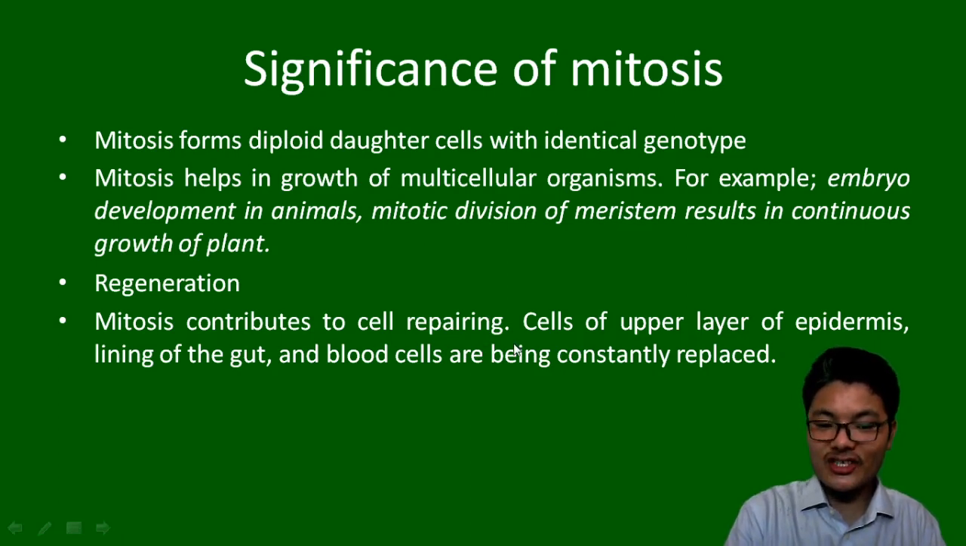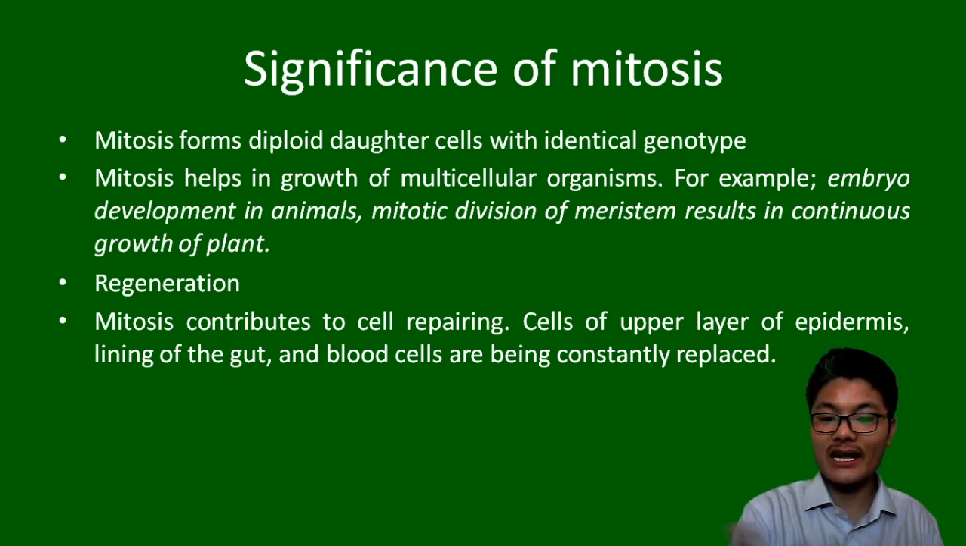Usually an injured part of our skin gets repaired mainly because of division of epidermal cells, or even the lining of the gut cells. Whenever we eat hot food, there may be damage of the alimentary canal or gut digestive tract of our system. So those wounds will be healed or repaired by the mitosis process. Red blood cells are continuously produced, replaced within 120 days, and all these are happening because of mitosis.